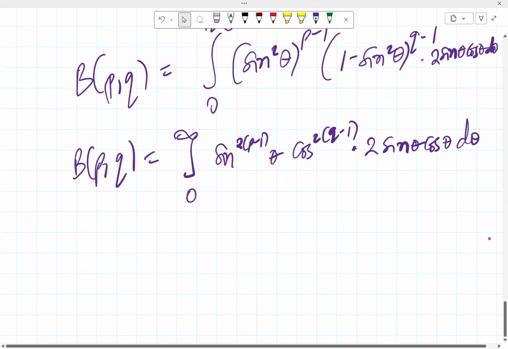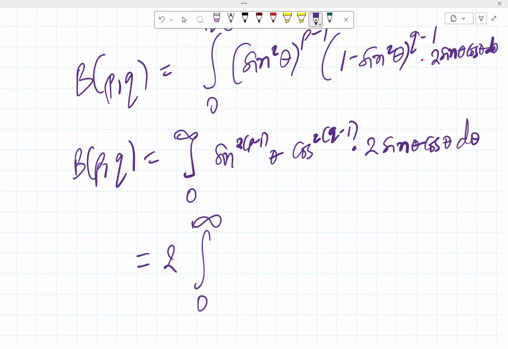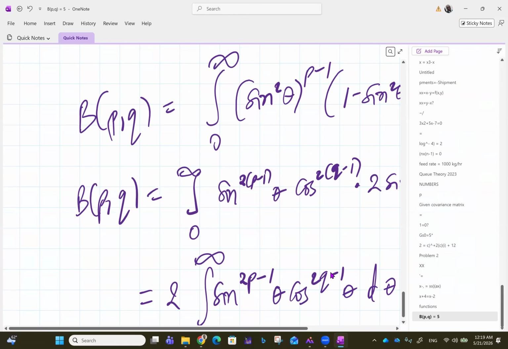So we can do some tidying up here. So 2 comes out here. So we have 2 from 0 to infinity. Then sine 2p minus 1, that's sine 2p minus 2. But you have one of this here, so instead of 2p minus 2, that'll be 2p minus 2 plus 1. So that'll be sine 2p minus 1 theta cos 2q minus 1 theta, because this is 2q minus 2 plus 1 that comes from this cos theta. So that's cos 2q minus 1, and everything is d theta here. So that's the form we have in trig.